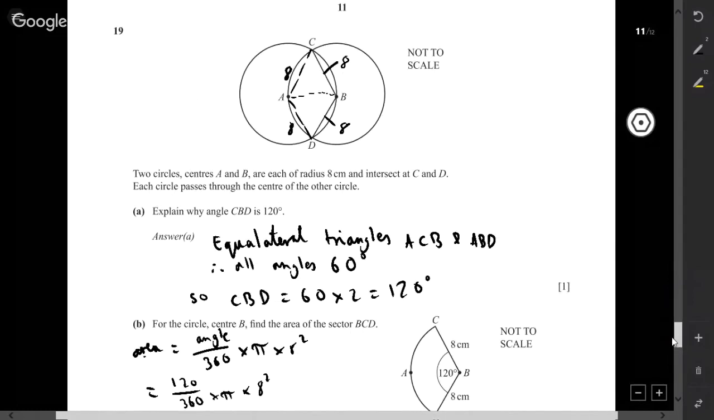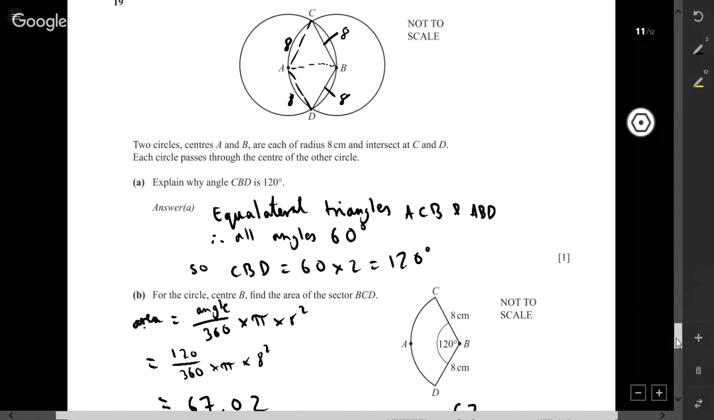Okay, 19. Right. Okay, two circles, 1 and 2. I've already drawn on this. So CB is the radius, BD is the radius, AD is also a radius, and AC is also a radius. So all of these are the same length.